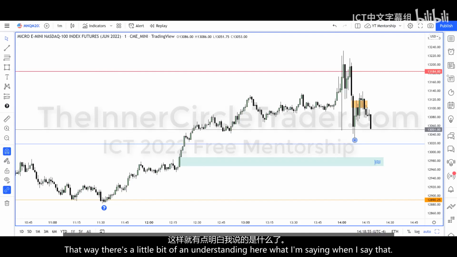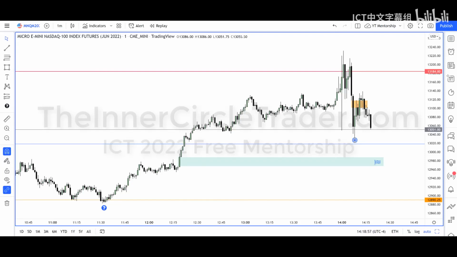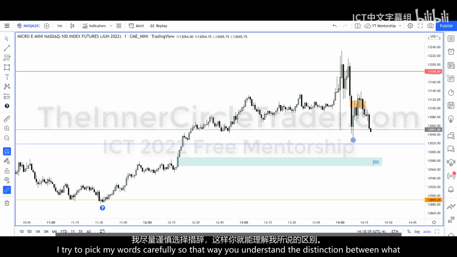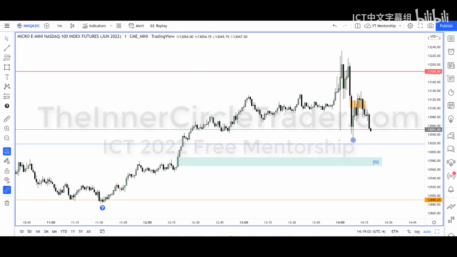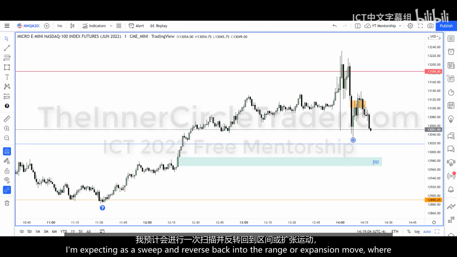So that way there's a little bit of an understanding of what I'm saying when I say that. I try to pick my words carefully so that you understand the distinction between what I'm expecting as a sweep and reverse back into the range, or an expansion move.